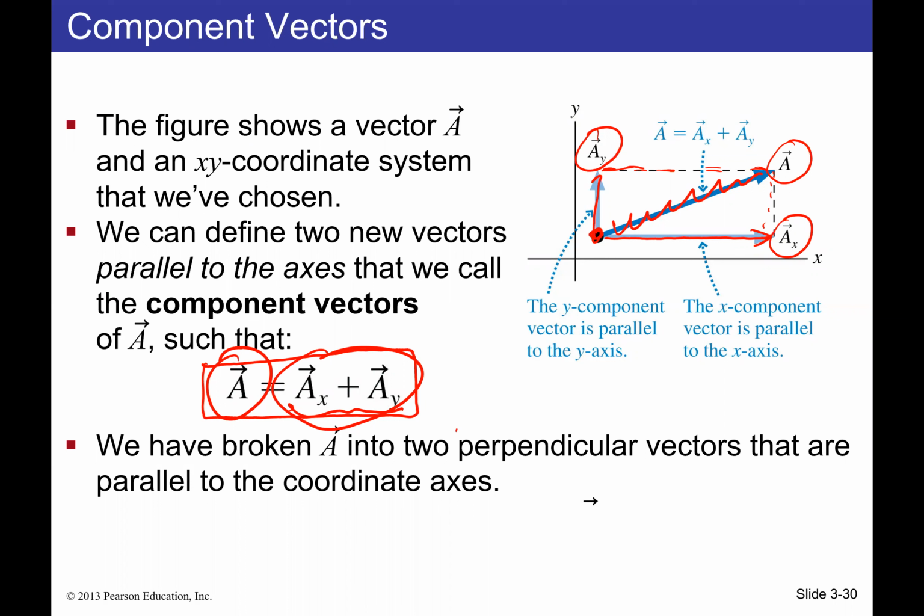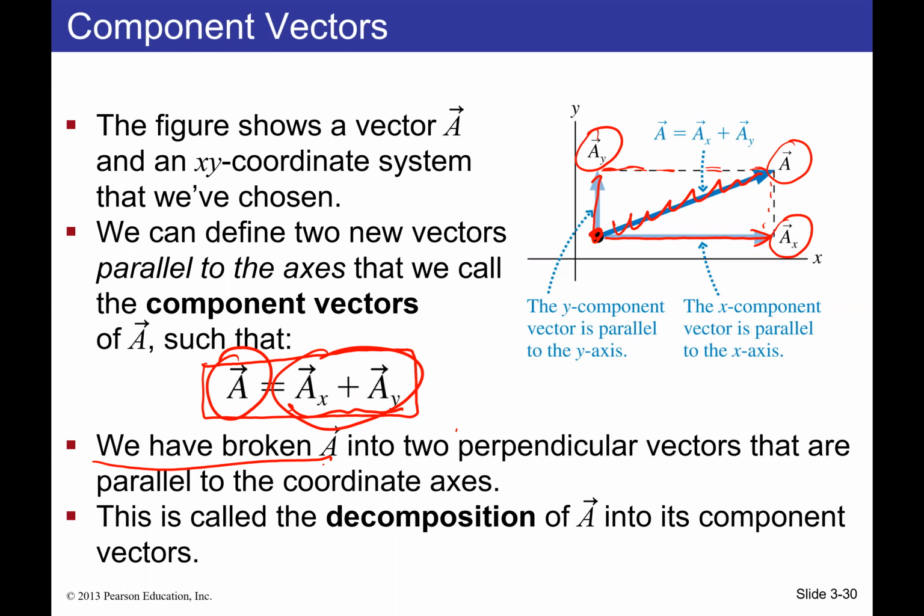The y component of any vector is either going to be up or down, basically along the positive y and negative y. So what we do is break A into two perpendicular vectors that are parallel to the coordinate axes: one parallel to the x-axis, one parallel to the y-axis. That means we are replacing vector A, which is two-dimensional, with two one-dimensional vectors. This is known as decomposition of vector A into component vectors.